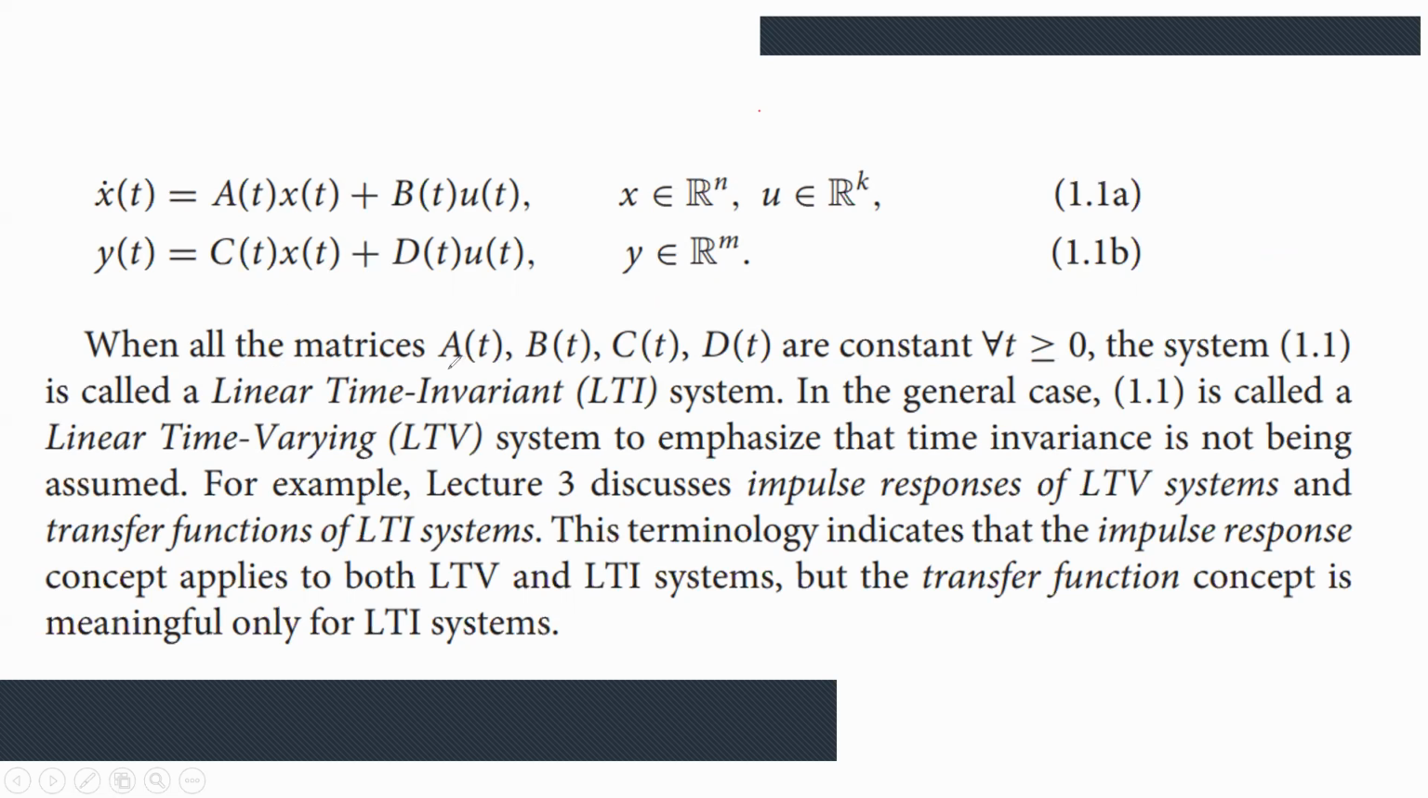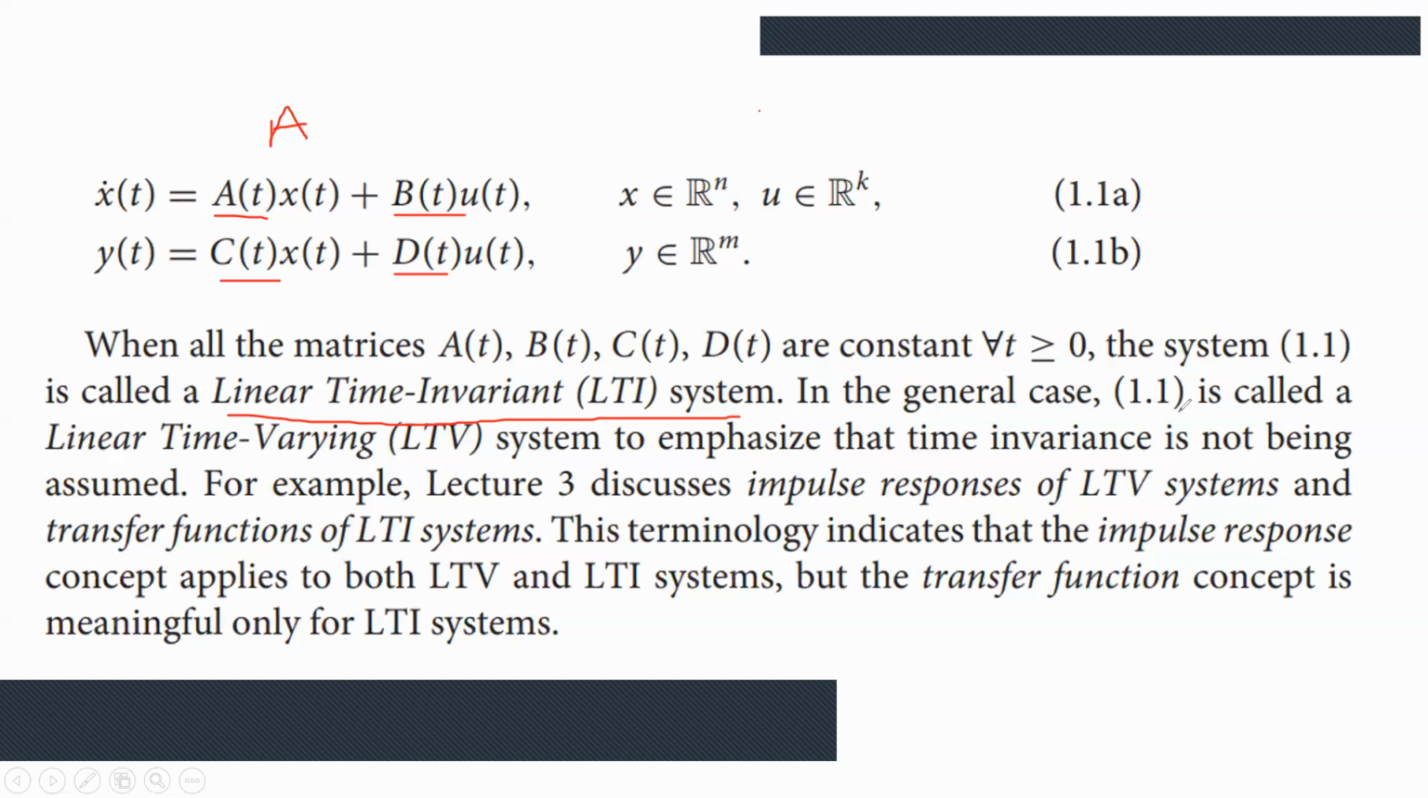So when all the matrices are constant, and we have time which is greater than or equal to 0, the system 1.1 is called a linear time invariant system. So in that case, we have the matrices with constant values. There is no variable inside. तो हम इसको simply A, B, C, D लिख सकते हैं because it is not depending on the time. So the value of A remains the same, B remains the same, C remains the same, and D remains the same.